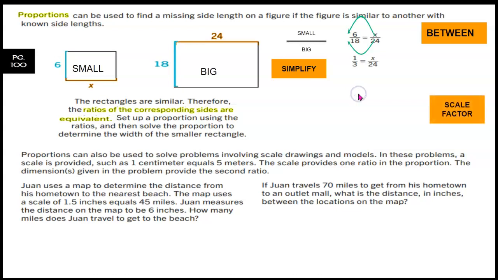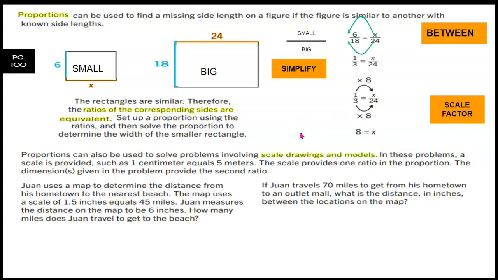I know that the scale factor in this situation would be 8 because 3 times 8 is 24. Therefore, I will use that same scale factor to multiply times 1. 1 times 8 is 8. Therefore, the missing side of this rectangle would be 8. Our smaller rectangle would have a missing side of 8.